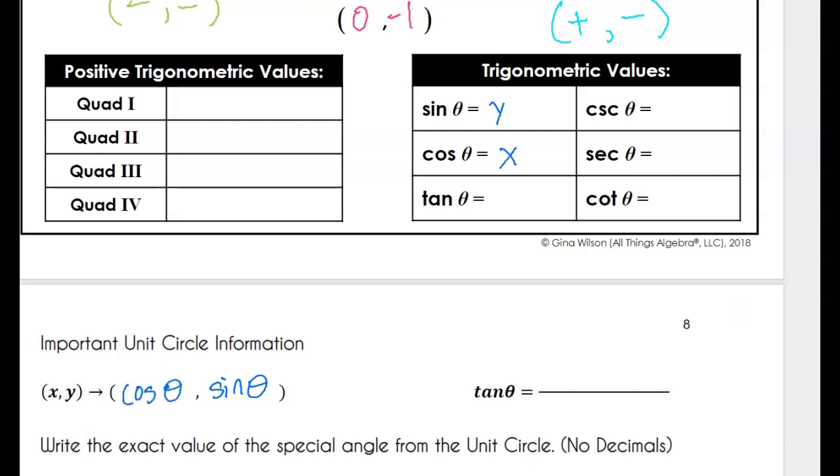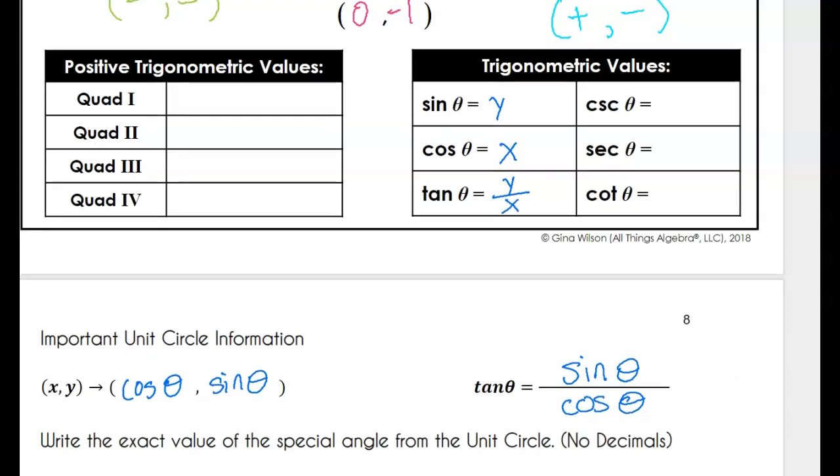Now, if you did your math accelerator, you may have already learned this. What is the relationship between sine, cosine, and tangent? What is tangent always equal to? Yes, it's always sine over cosine. That's what tangent is always equal to, sine over cosine. So to find tangent, you just do y over x. And then the other three are super easy. They're just the reciprocals of their original functions.